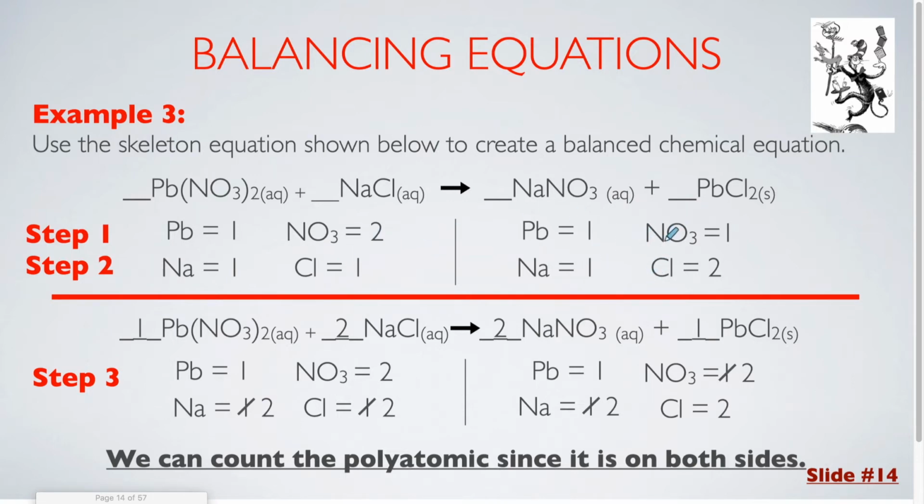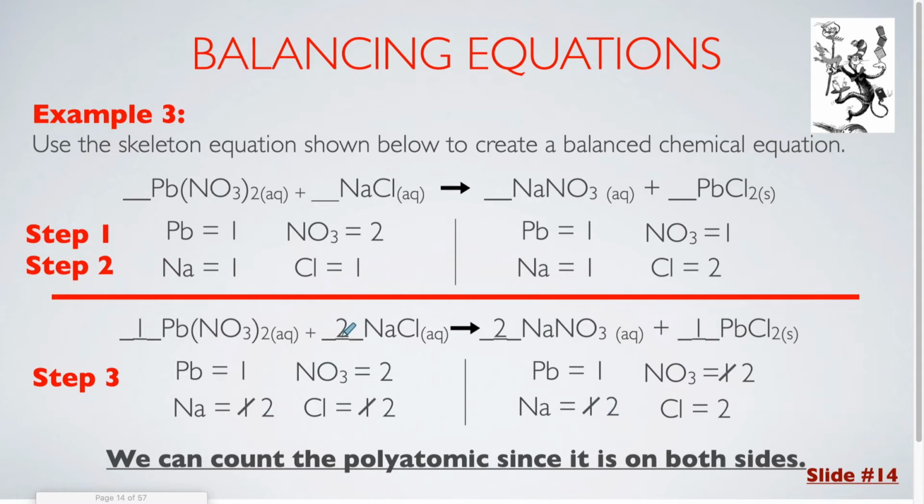So those are 2 ions that are going to have to be fixed. I could start by putting this 2 in front of the sodium nitrate. Now when I do that, that changes the nitrates to 2, so that fixes that part. But it also throws off my sodiums, because now I have 2 sodiums on the right, but I only had 1 on the left. So then I would have to fix that.